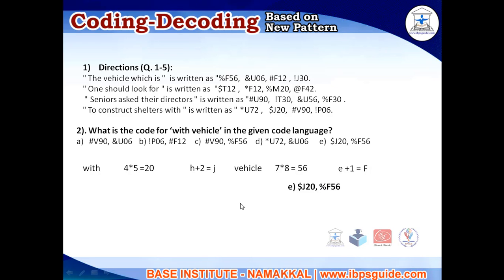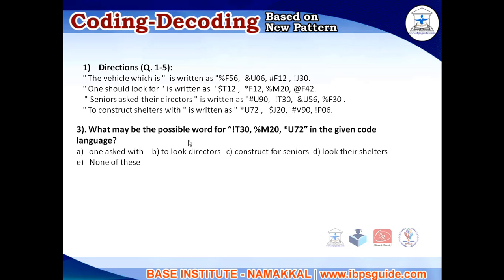Next question: what may be the possible word for exclamatory T30, percentage M20, star U72 in the given code language? Friends, we are going to see the counting of letters in words and the words' last letters simultaneously. After comparing T30, M20 and U72 with the options, we can firmly say option D looks like the answer. For example, here in T30, when we get 30, the number of letters should be 5. Then counting 5 into 6, we get 30.